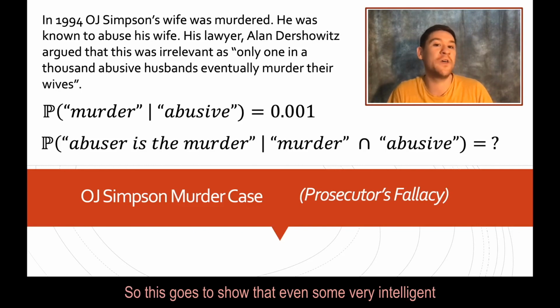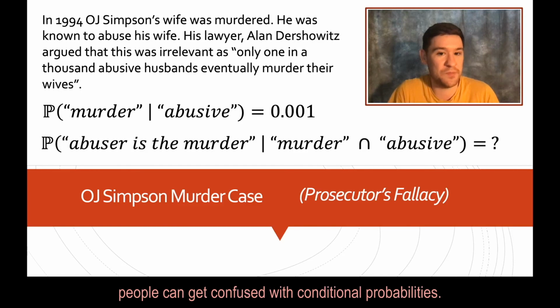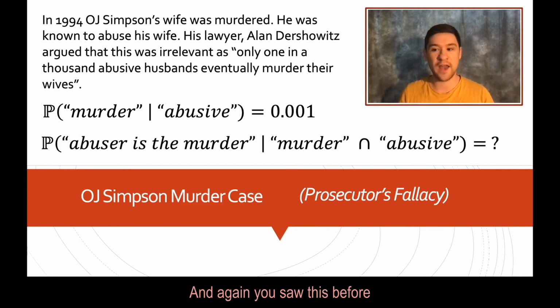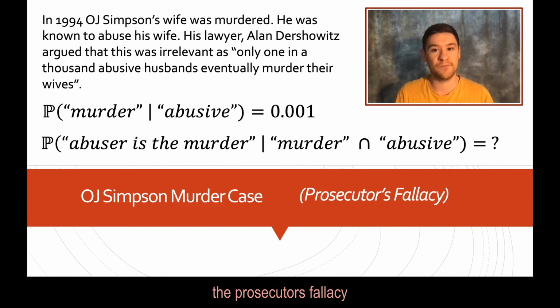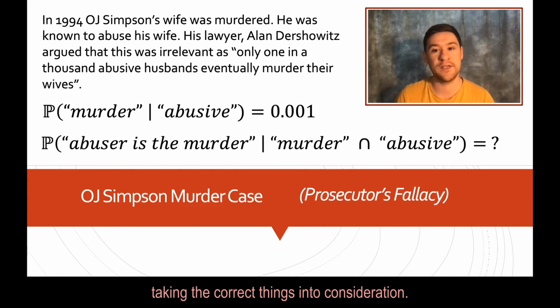So this goes to show that even some very intelligent people can get confused with conditional probabilities. And again, you saw this before. This is another example of what we call the prosecutor's fallacy, that we are not taking the correct things into consideration.